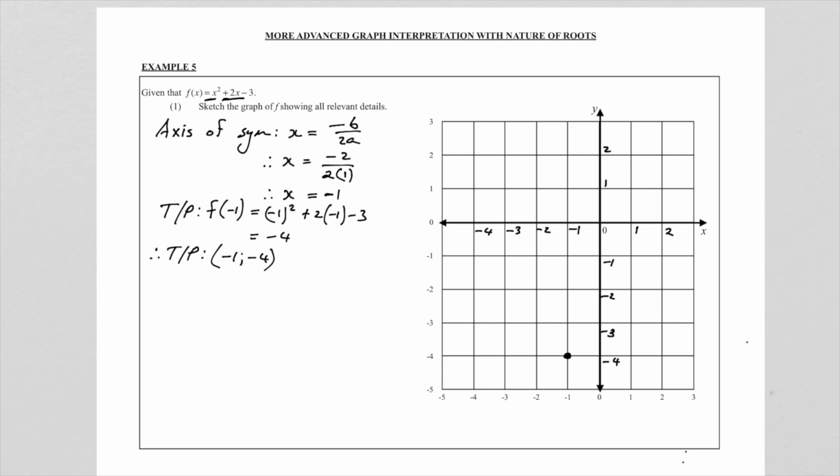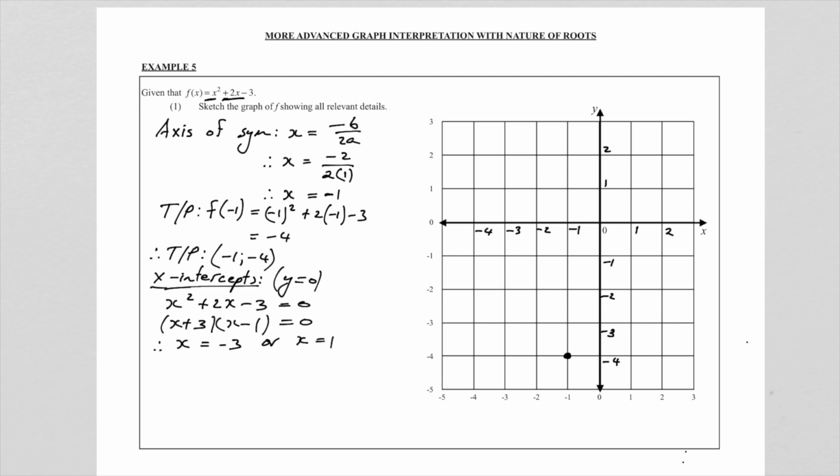So now we're going to look at the x-intercepts. And that is where we substitute y with 0. So we have x squared plus 2x minus 3 equal to 0. And I factorize this. x and x, factors of 3 is 3 and 1. And because the 2 is positive, the bigger number must get the positive. So that means that x will be minus 3 or x will be equal to 1. So now we can plot these x-intercepts on our grid. So it's at x equal to minus 3 and x equal to 1.